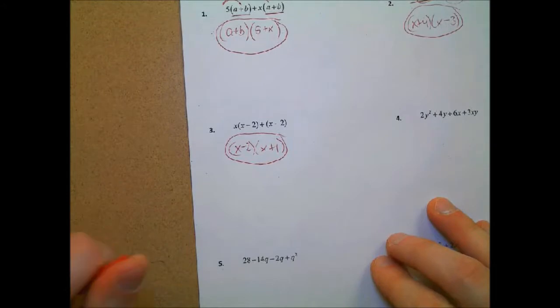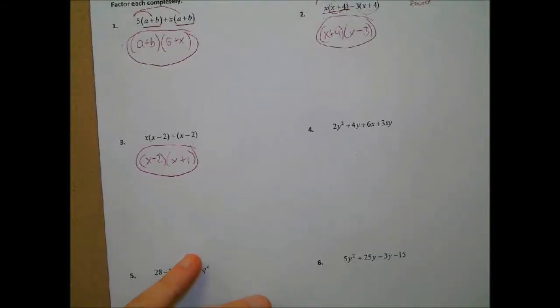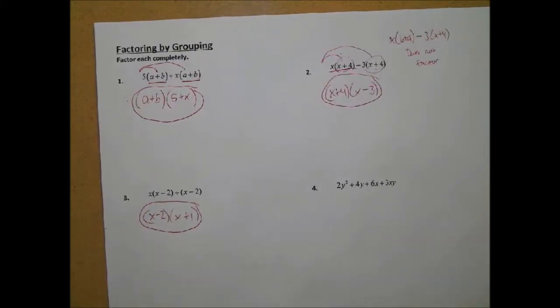All right, now let's look at number 4. Now number 4 is different. How is number 4 different than 1, 2, and 3 here? It's not grouped by parentheses. Yeah, it's not grouped at all yet.